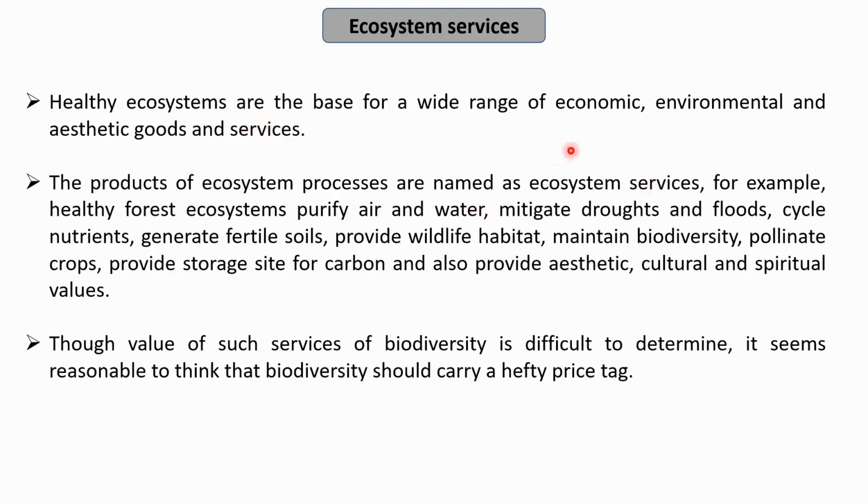This is important. This may be asked: what do we call the products of ecosystem processes? So the products that are obtained from the ecosystem processes are named as ecosystem services. For example, a healthy forest ecosystem. We may not realize it, but the ecosystem is performing all these functions for us.